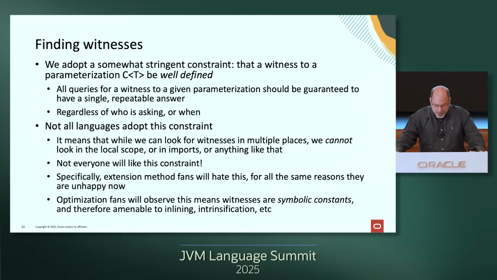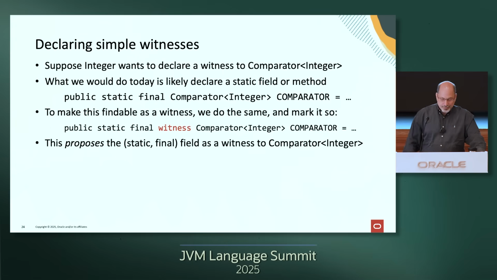So if you like optimization, the fact that witnesses are symbolic constants means that they are much more amenable to inlining and intrinsification and having things boil down to the handwritten machine code you would have written if you could. So, okay, what does this look like? Supposing Integer wants to declare a witness to Comparator of Integer. What we would do today is pick some name like COMPARATOR and say public static final Comparator of Integer COMPARATOR equals blah, and we rely on humans looking that up via the Javadoc.